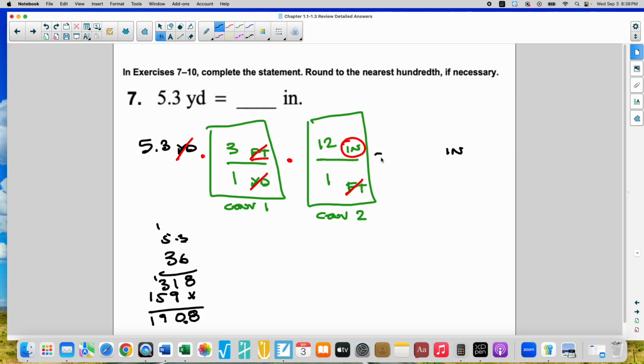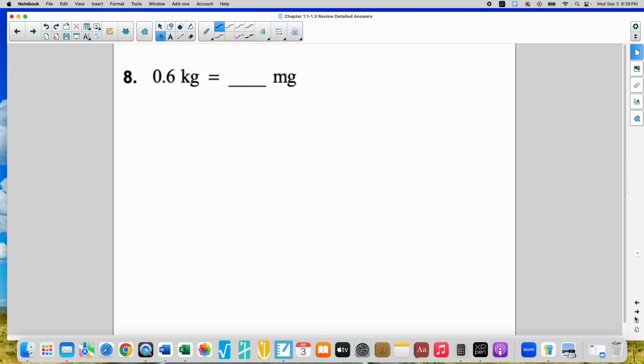And so this equals 190.8 inches. 5.3 yards equals 190.8 inches. Nice. Kilograms to milligrams. All right.